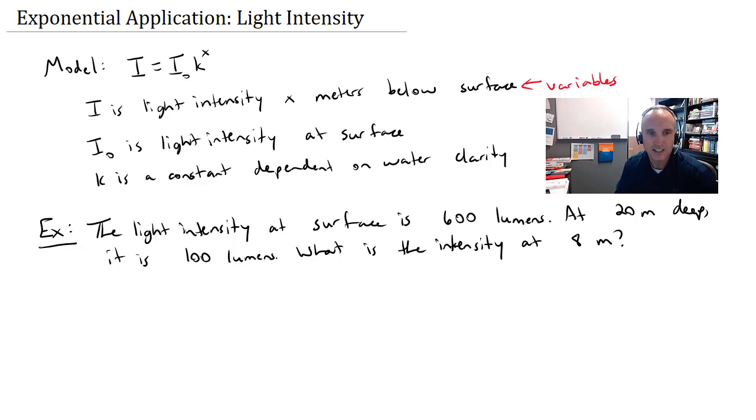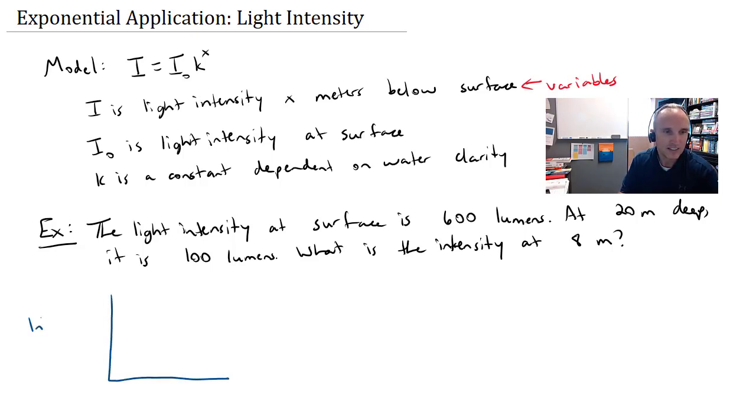And the idea is we have two data points. We have an initial intensity at the surface and we have an intensity at a different depth. We can use that to start to find the constants in our model. And then once we know the constants, we can use the model to find the intensity anywhere. And so let's take a look at what this looks like on a graph maybe.